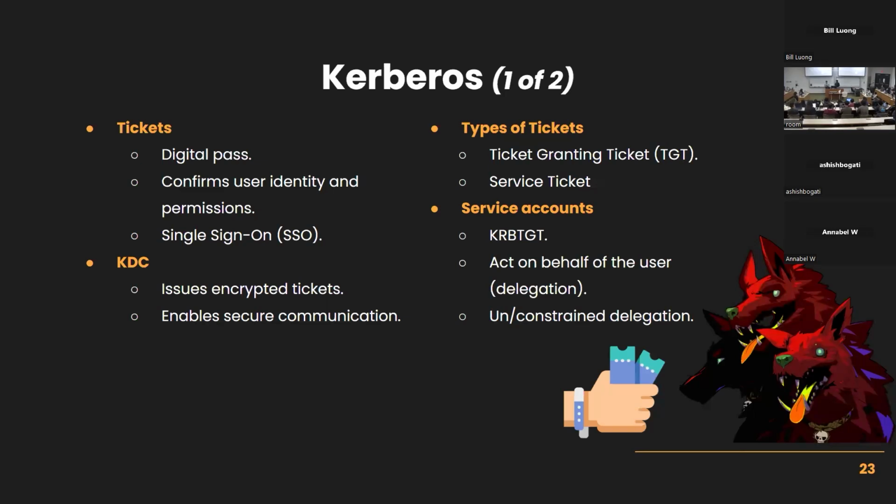We have unconstrained and constrained delegation. Unconstrained means the service account can act on behalf of the user and access any service in the domain, and constrained delegation limits the service account to just one service. So if you ever see unconstrained, you might want to question it because it's pretty insecure, unless there's a really good reason for it to be on the domain.